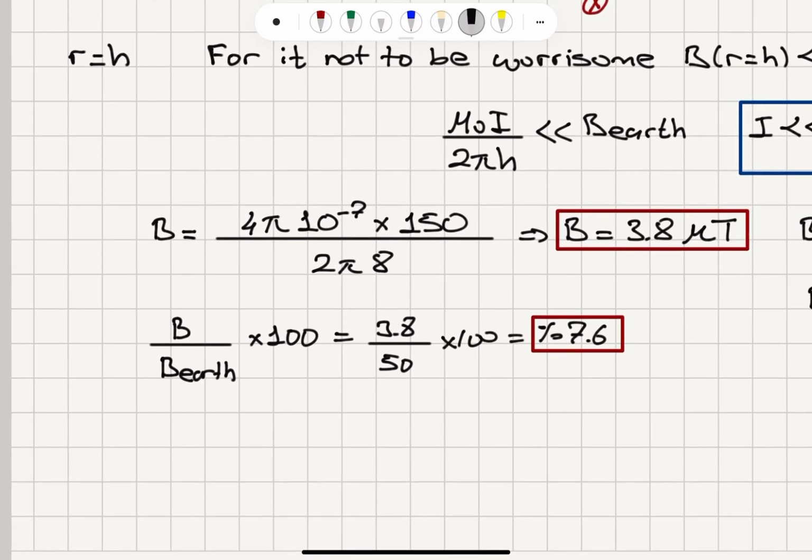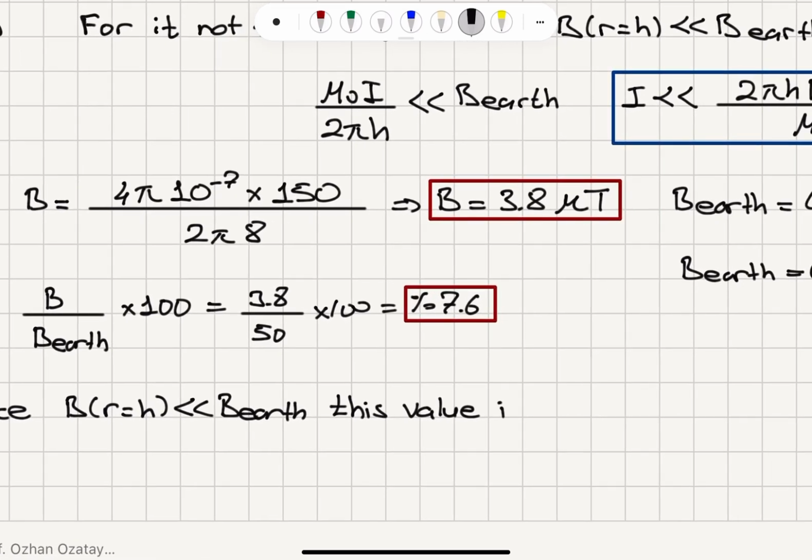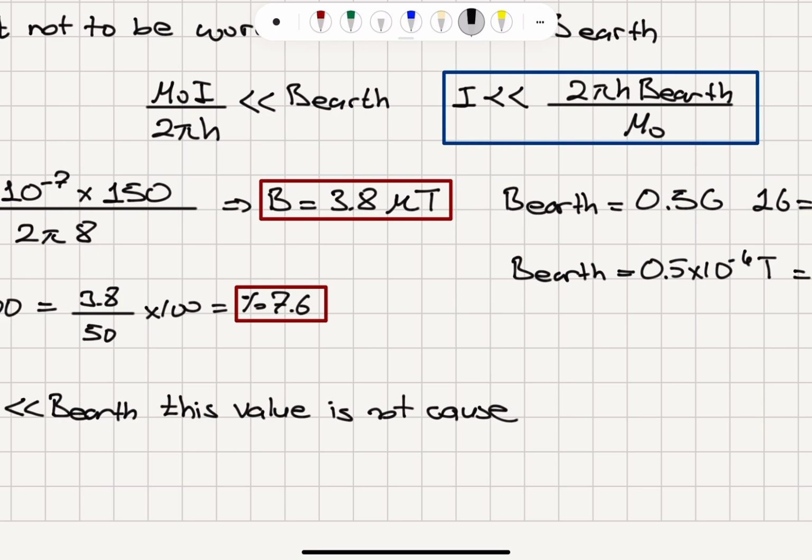Alright, so it's quite clear that this magnetic field is very small. So my conclusion is that since the magnetic field at r equal to h, that's at the ground level, is much less than the Earth's magnetic field, this value is not cause for worry. It's not worrisome. So that's my conclusion.